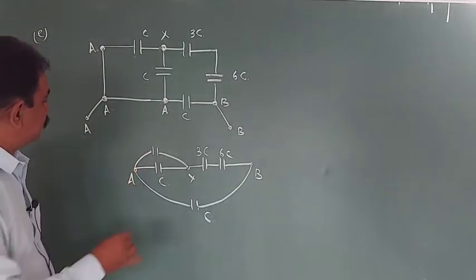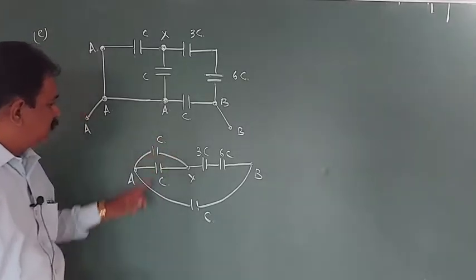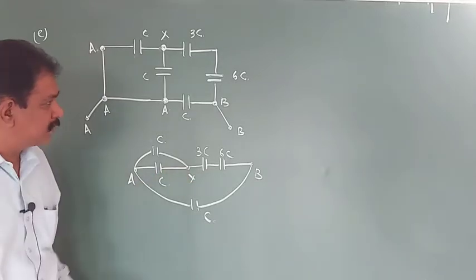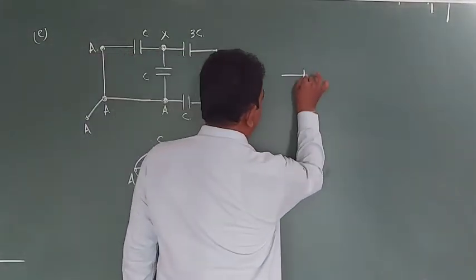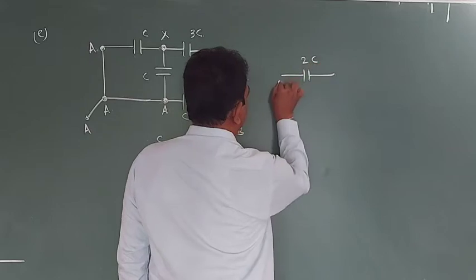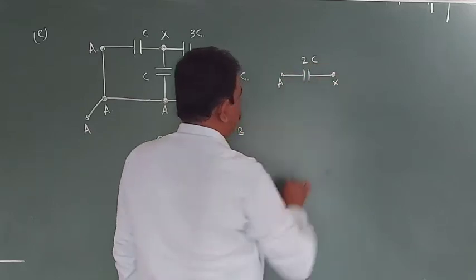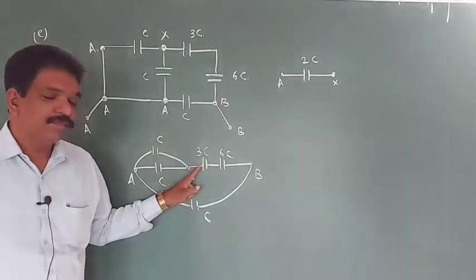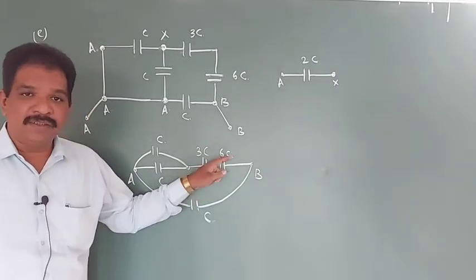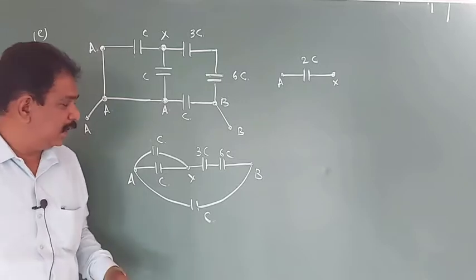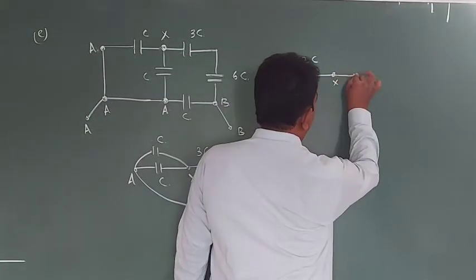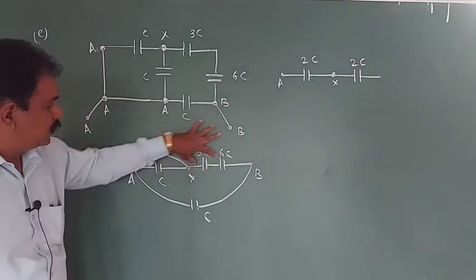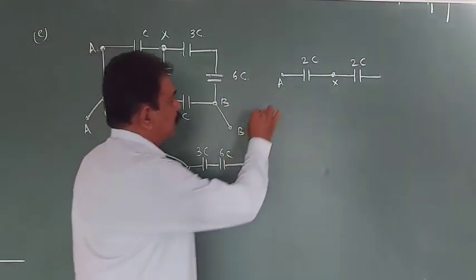So this value is how much? This is also C. So these two will be in parallel. Parallel effective will be C1 plus C2, so this value becomes 2C. This is A, this will be X. These two are in series: 3 into 6 by 3 plus 6, 18 by 9, this value is equal to 2C. Understanding? This is 2C, this will be 2C.